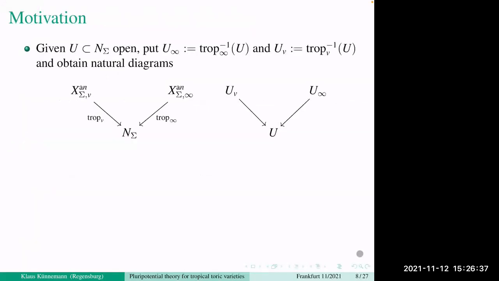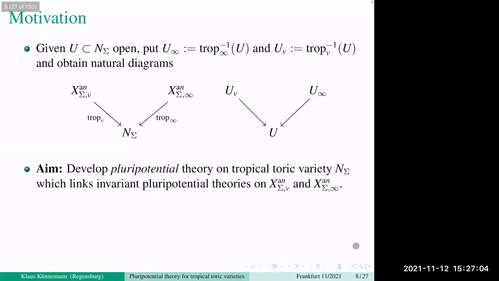Okay, so now we have introduced the players. Let me talk a little bit about the motivation for this talk. Now we look at some open subset in the tropical toric variety, and then we look at the pre-images under tropicalization. So now you have a diagram which links the non-Archimedean space here and the complex manifold over here through this tropical object downstairs.